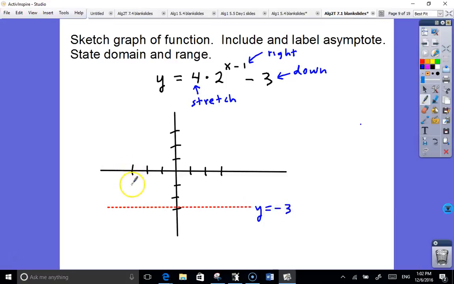Now, I know the shape of the graph. This is exponential growth, so it's going to be doing this kind of thing. It's going to be approaching the asymptote on the left and going up into the first quadrant on the right. Let's just plot a couple points to see where that is. First point: how about if I substitute x equals 1? If I put in x equals 1, then I've got 2 to the 0 power, which is 1. Anything to the 0 is 1. 4 times 1 minus 3 is 1. So if we put in 1, we get 1. That's 1 point right there.